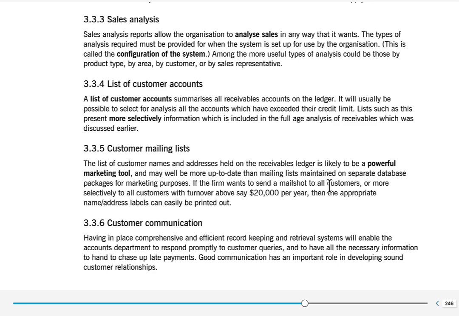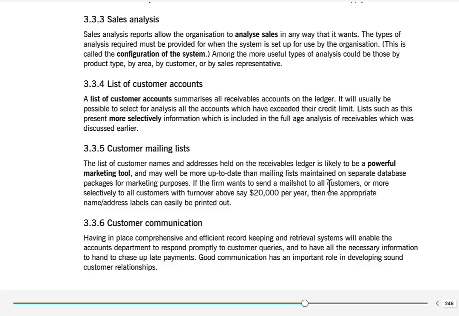Class. Now we explain lesson 3.5, the customer mailing list. This lesson looks small, but it is very realistic. It is showing you that once customer details are stored in a computerized receivables ledger, the system can produce lists that are useful beyond pure accounting, especially for communication and marketing.